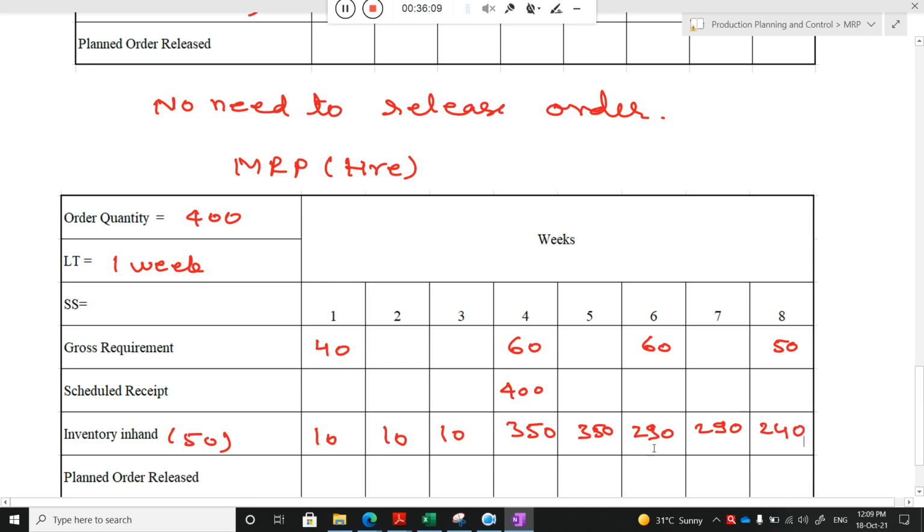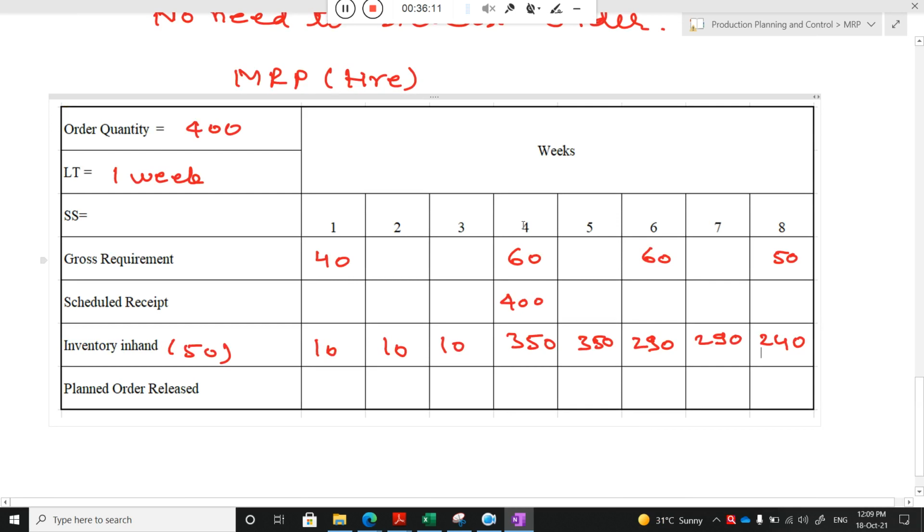Now if the requirement at week 4 is 400, then when do I need to release the order? 1 week. Why? Because 1 week is the lead time. So I need to release that particular order in week 3, right? Are you getting my point? If I release the order in week 3, then I will get that order in week 4 and my production will continue.